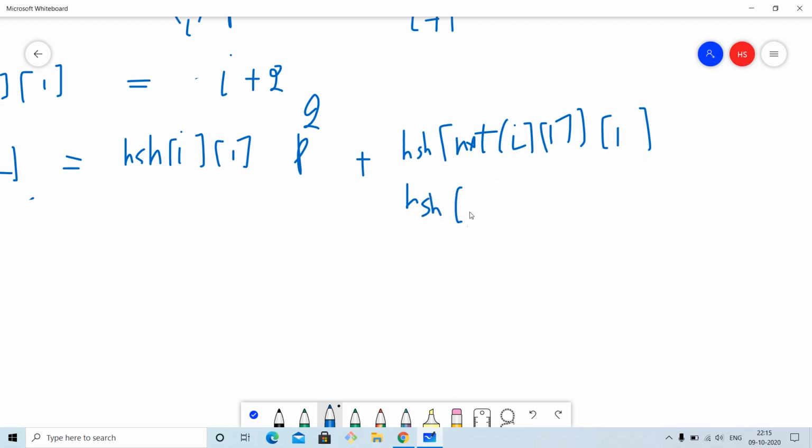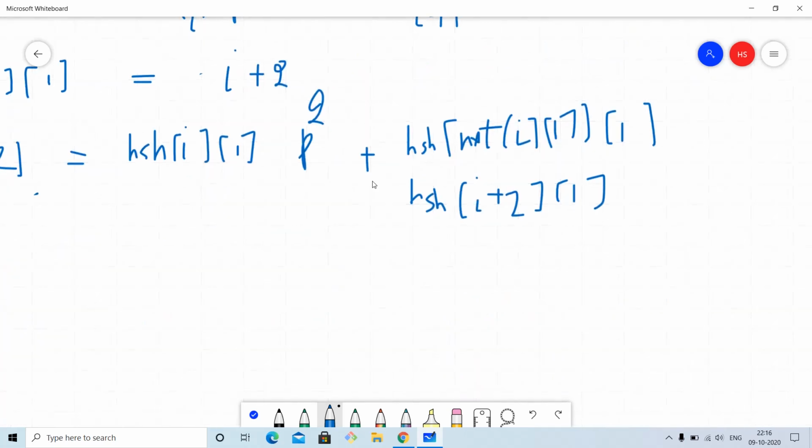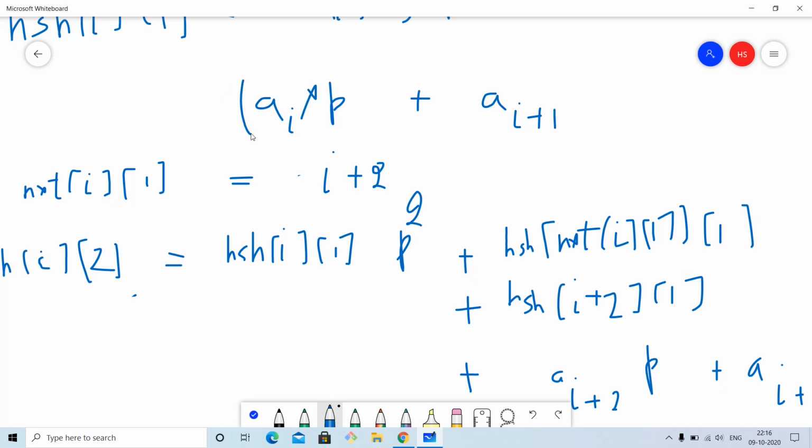the position I plus 2, and we know the value of the hash for length 1 for any index, the hash starting from index I. So we are going to use this information to calculate hash I plus 2, length 1, which will be a[i+2] times p plus a[i+3], right? So now what is the value of hash I1? Hash I1 is computed here, a[i] times p plus a[i+1].